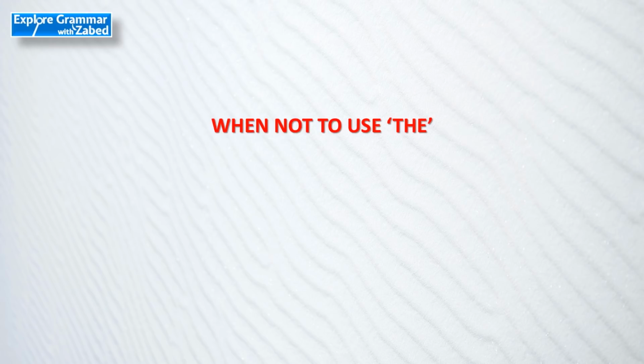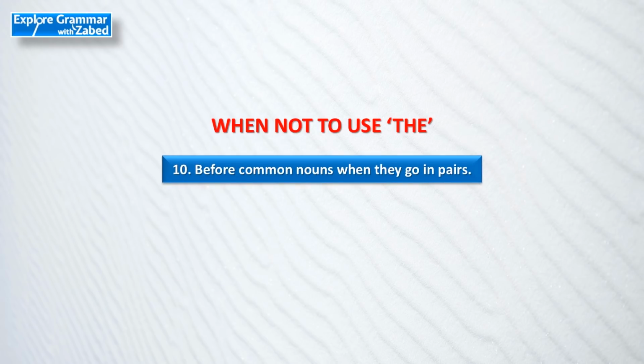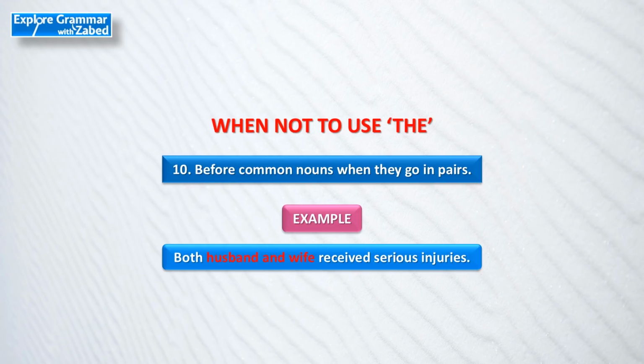We don't use article the before common nouns when they go in pairs. For example, both husband and wife received serious injuries. So, that's all about the uses of article the in this video.